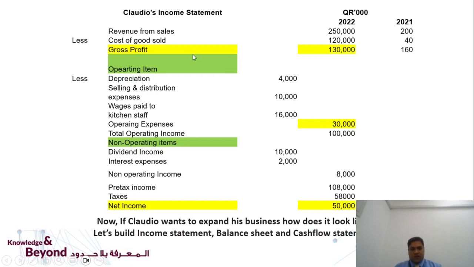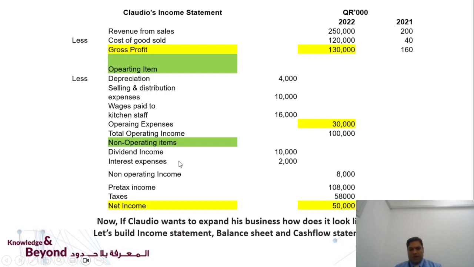Okay, so here, if you see the gross profit, it mainly focuses on the efficiency of the company in terms of managing its operating activities. And these are expenses which are related to the core activity of the business. Okay. And if you add these three, you get 30,000. And this is again the same thing. The principle remains the same, revenue minus expenditure. And the total operating income is 100,000.